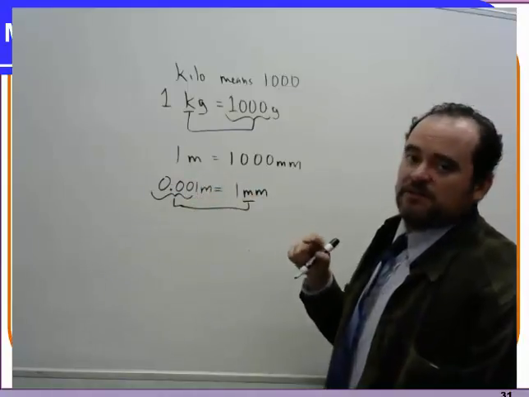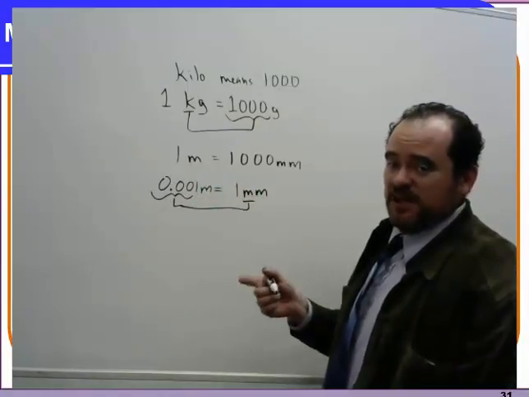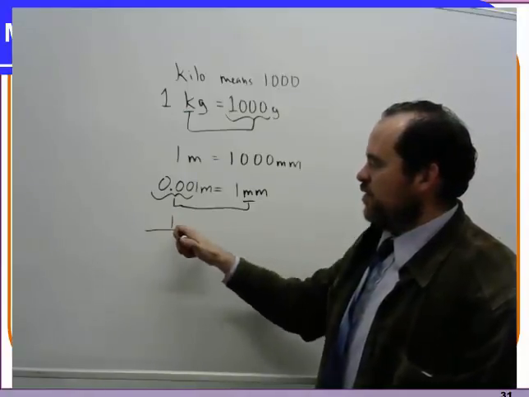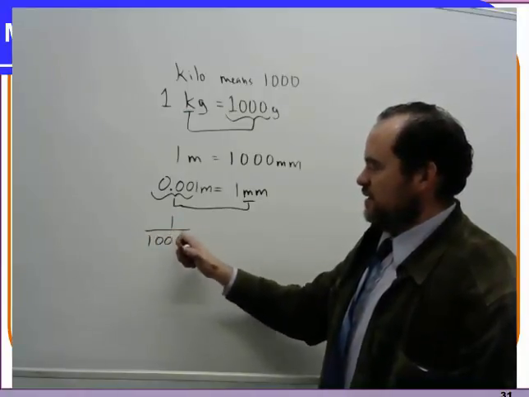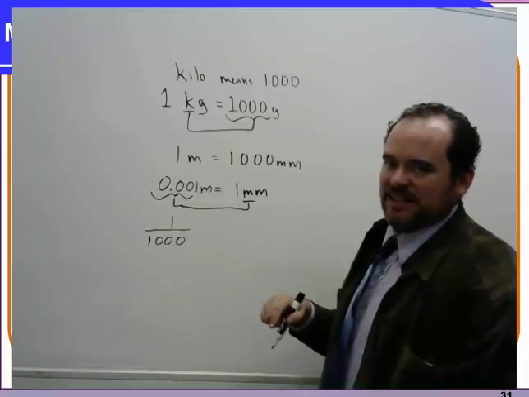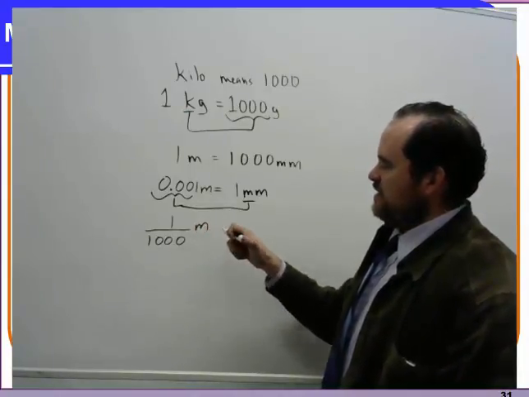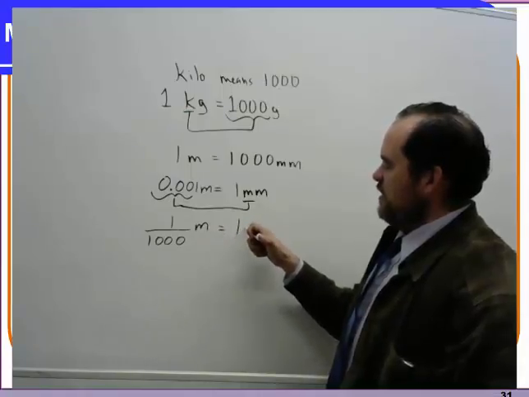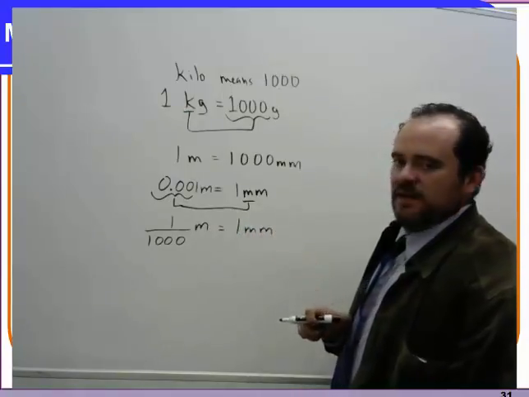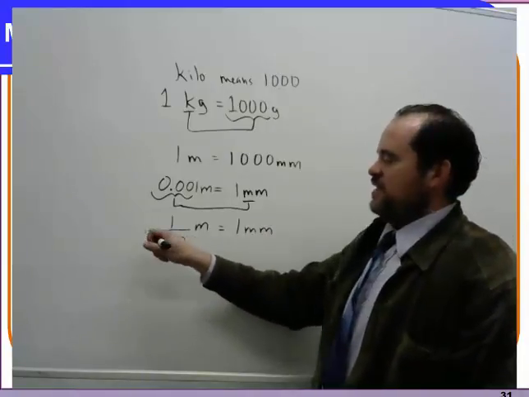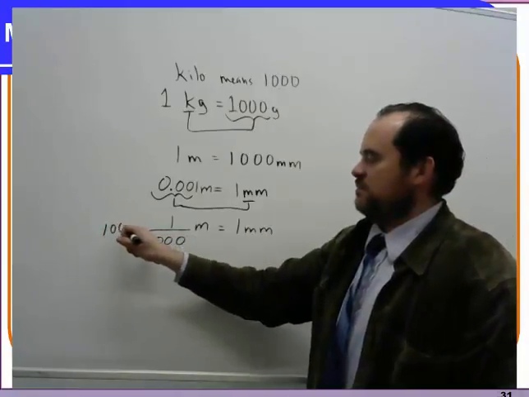If you remember, what a thousandth really refers to is kind of like a ratio. It's 1 over 1,000, because there are 3 zeros in 1,000. That's why it's 10 to the minus 3. So the meter still stays, and that's equal to 1 millimeter. Now, if we do a little bit of algebra here, let's multiply both sides by 1,000.